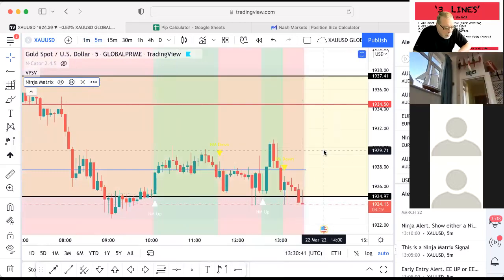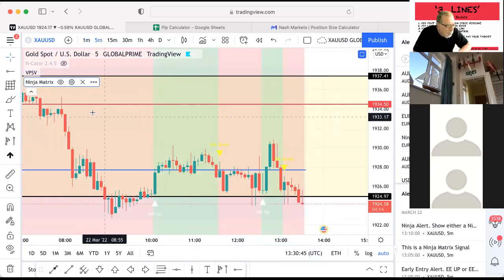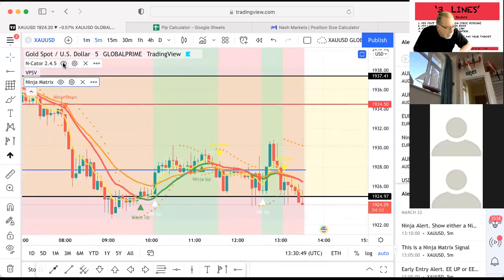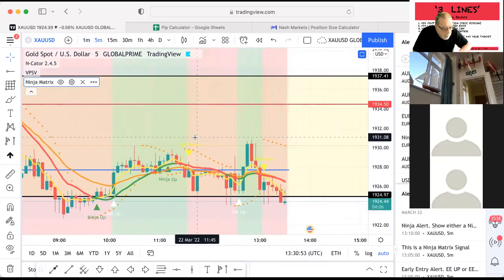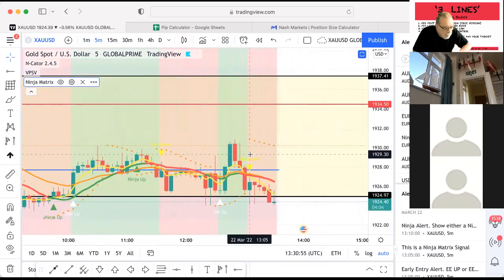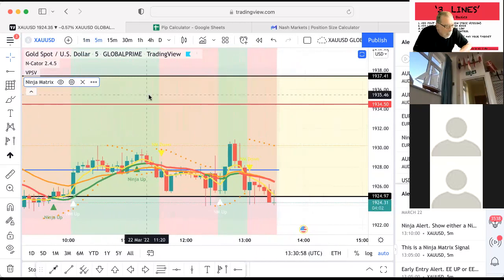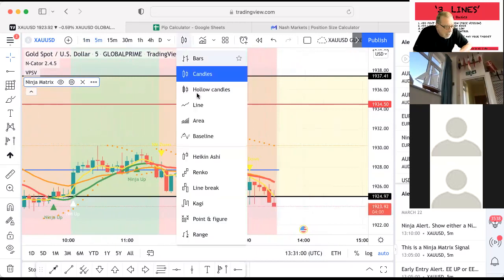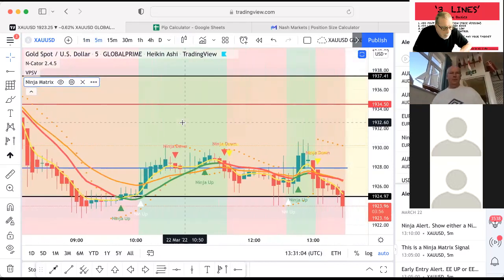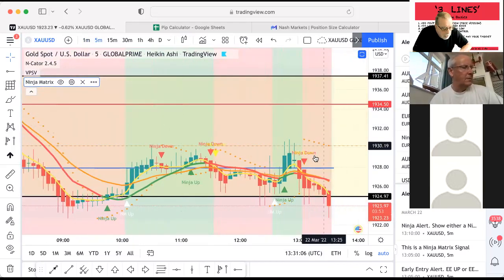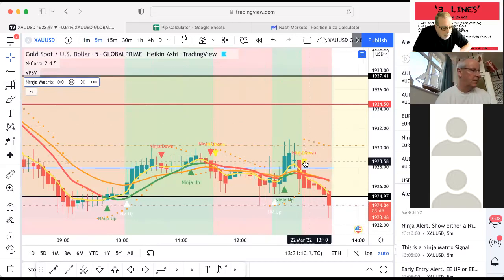Okay, so we're looking at a 5 minute chart, and what I do next is I turn on the Ninjacator, sticking with a 5 minute chart for the minute. Yes, we've got the Ninja down. I need to put the Heikin Ashi candles on. So we've got a Ninja down, which is coinciding with the Ninja Matrix down.